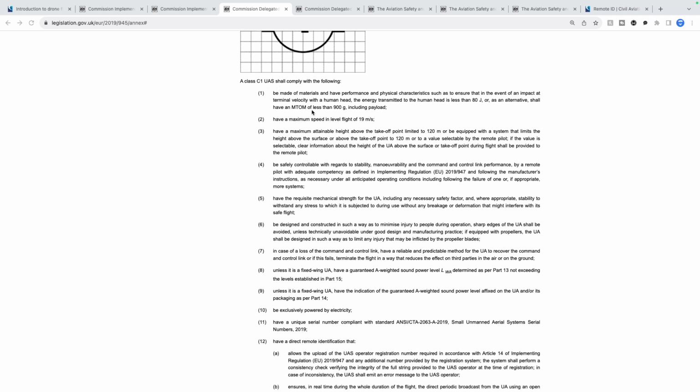It must have an MTOM of less than 900 grams. So that means Mavic 3, Air 3, Air 2, Air 2S, and I don't know, DJI FPV possibly, Avata as well. A maximum speed in level flight of 19 meters per second. That is the speed of the Mavic 3, 19 meters per second.